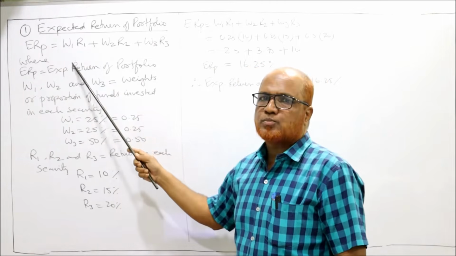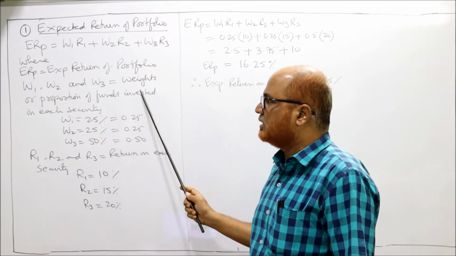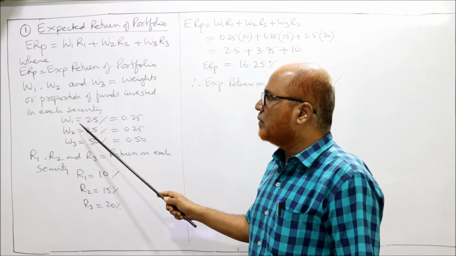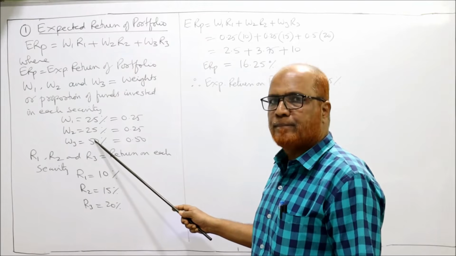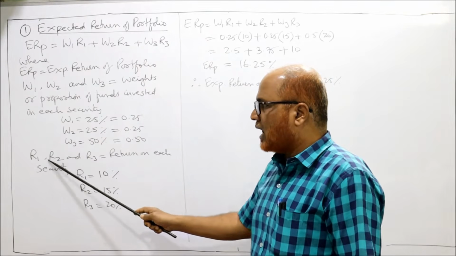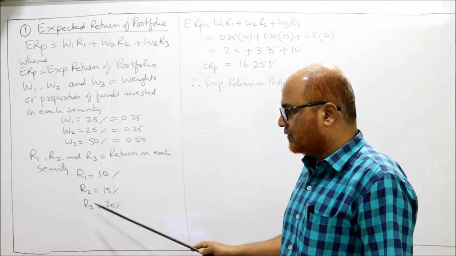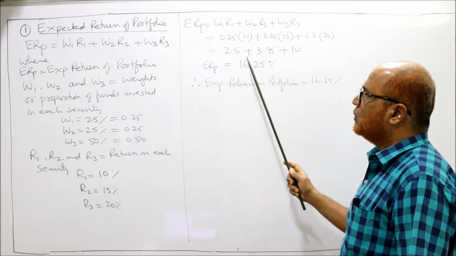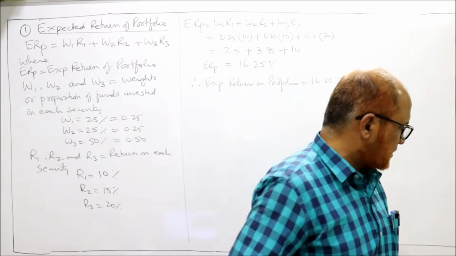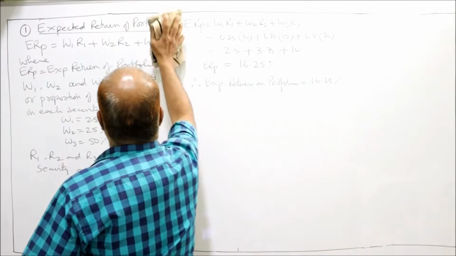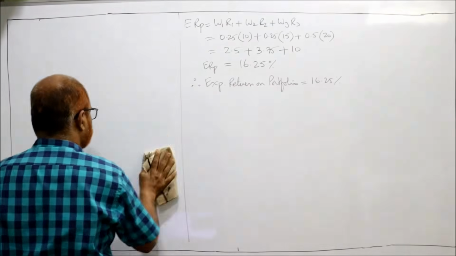ERP stands for expected return of the portfolio. W1, W2, W3 are the weights or proportion of funds invested in each security. In the problem it is given W1 25%, W2 25%, W3 50%: 0.25, 0.25, 0.5. R1, R2, R3 stand for return on each security. R1 is given as 10%, R2 15, R3 20. So we substitute, and we get the expected return of the portfolio as 16.25%. This is the first problem on calculating the expected return of the portfolio.